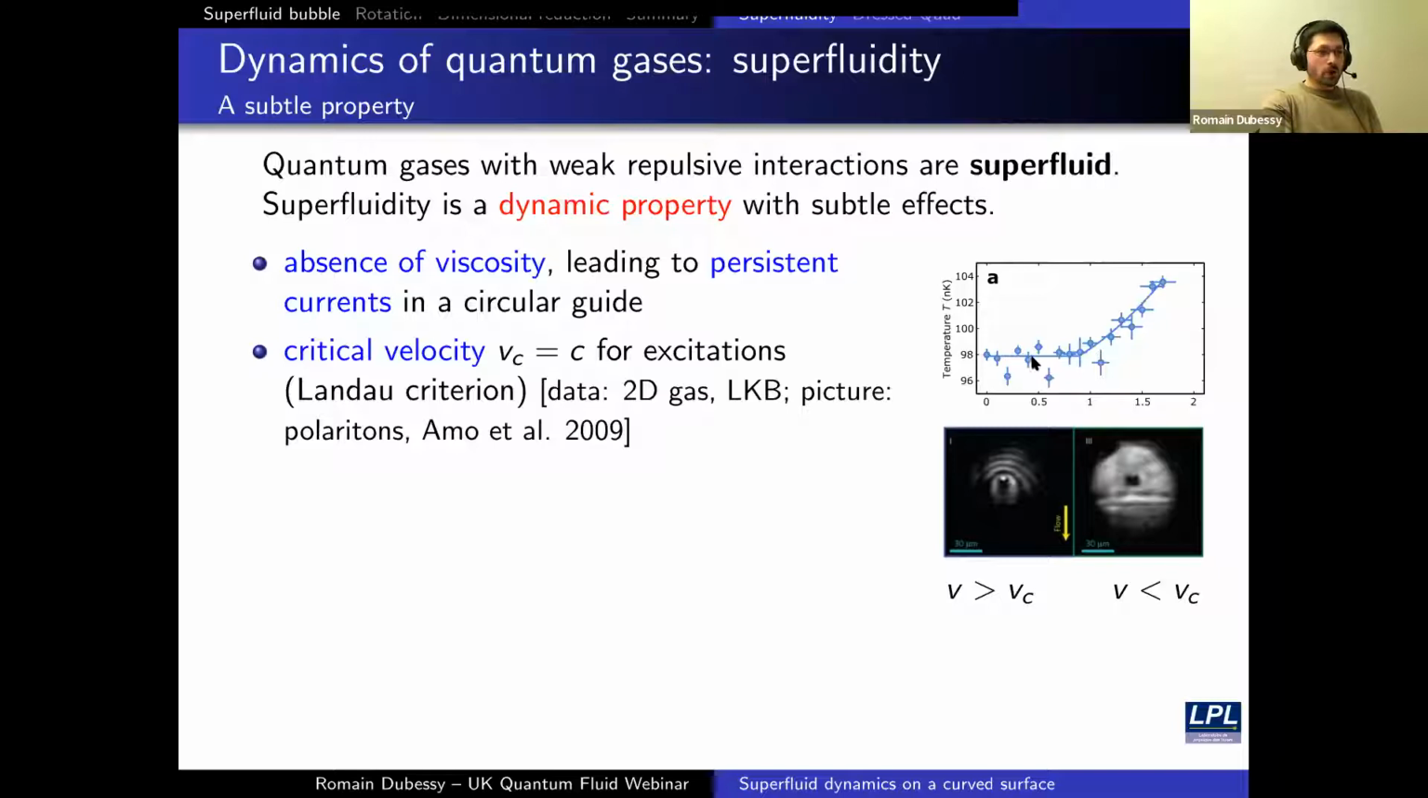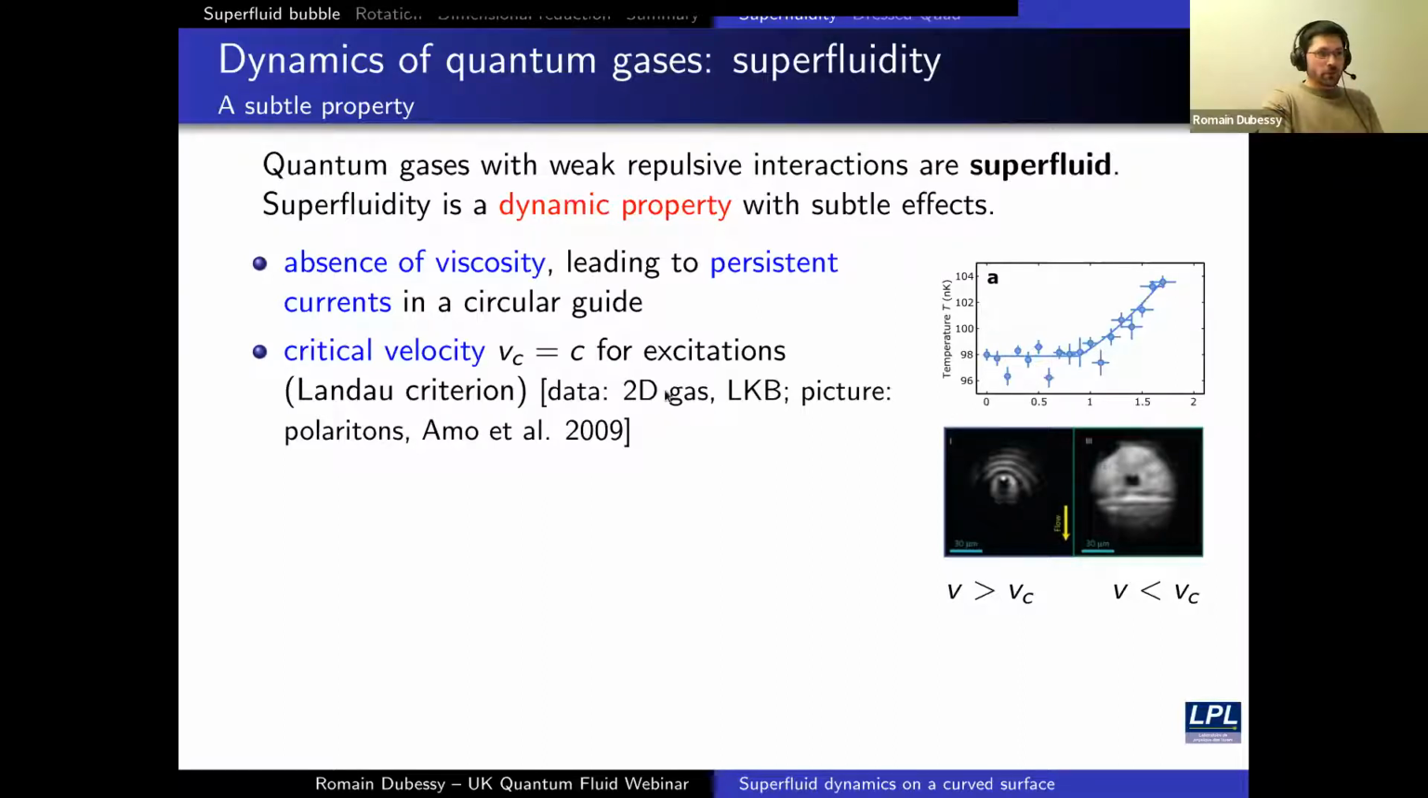So one example obtained in Paris in the group of Jean Dalibard, where they measured the increase of the temperature in a 2D atomic system, depending on the relative velocity between an obstacle and the gas. And they have seen that below a critical velocity, there is almost no heating, and there is a sharp increase when the relative velocity exceeds the speed of sound, basically, in the system.